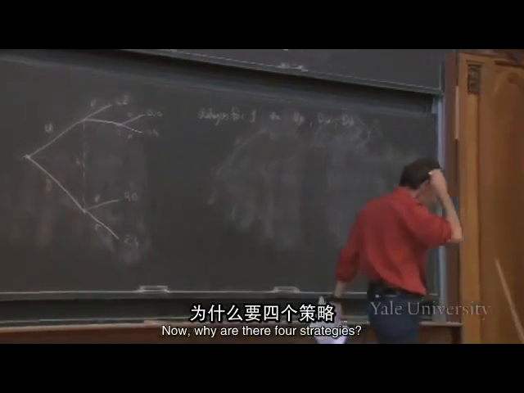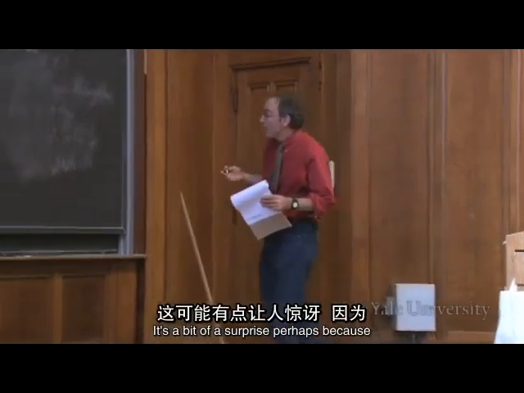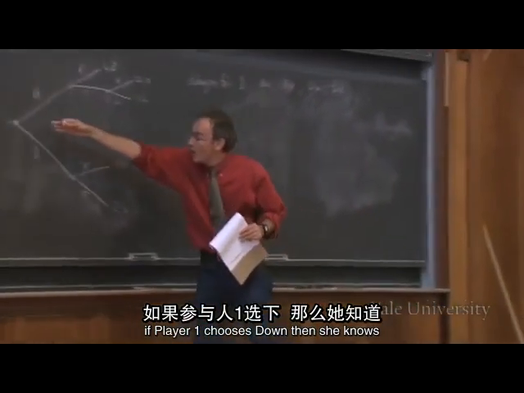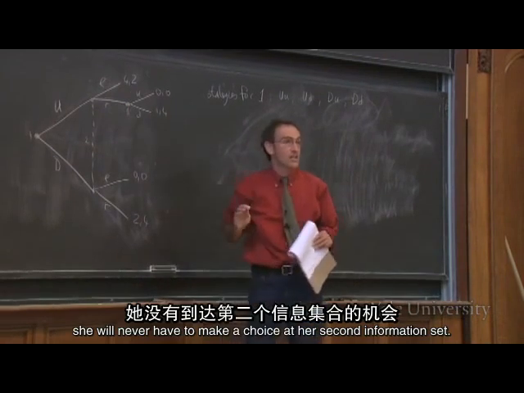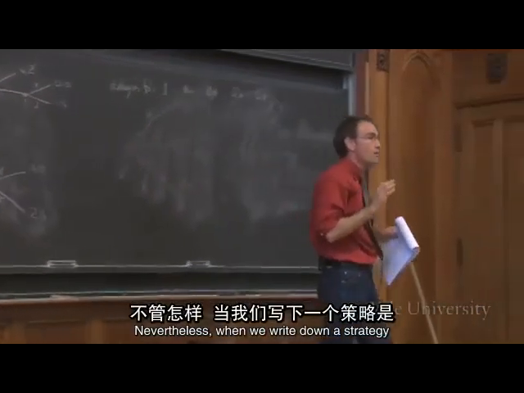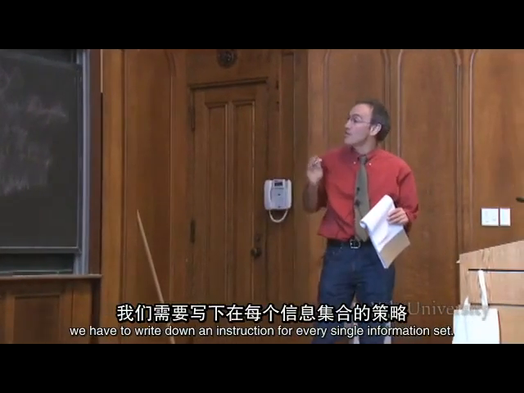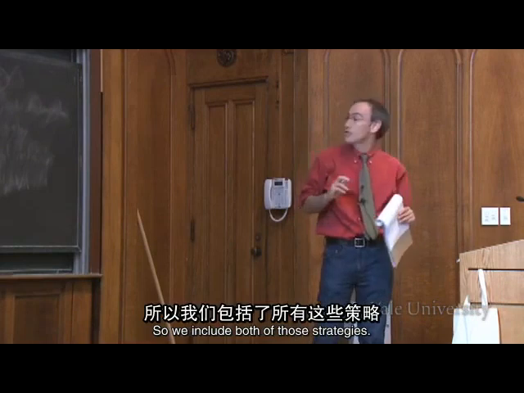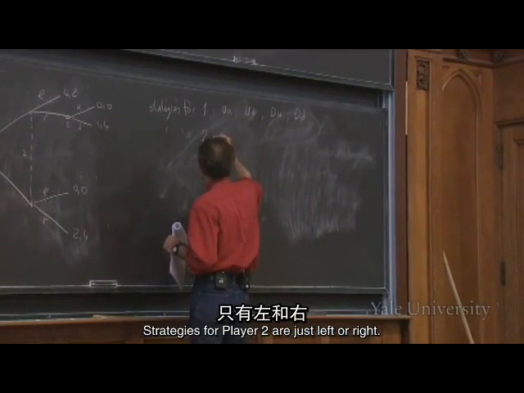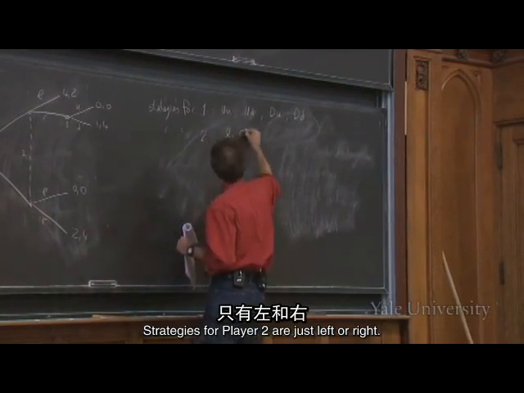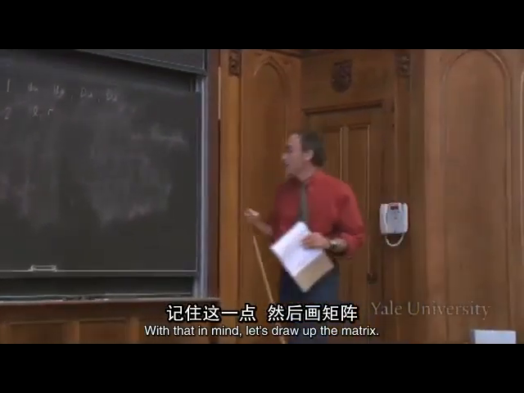Sorry. All right. Now, why are there 4 strategies? It's a bit of a surprise, perhaps, because if player 1 chooses down, then she knows she will never have to make a choice at her second information set. Nevertheless, when we write down a strategy, we have to write down an instruction for every single information set, so we include both of those strategies. Strategies for player 2 here are a little bit easier. Strategies for player 2 are just left or right. All right? With that in mind, let's draw up the matrix.